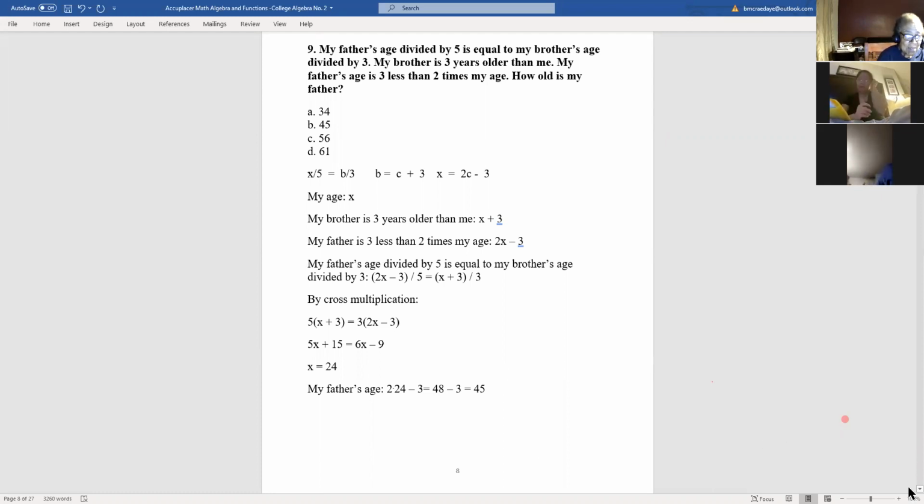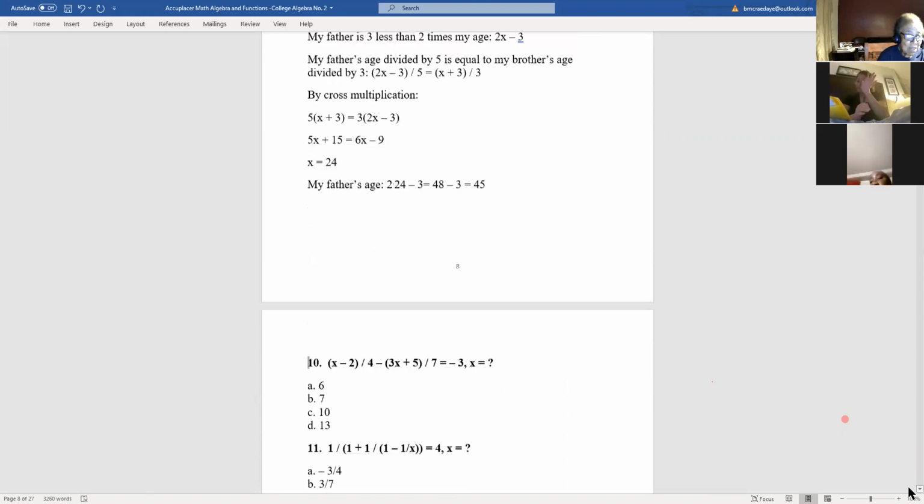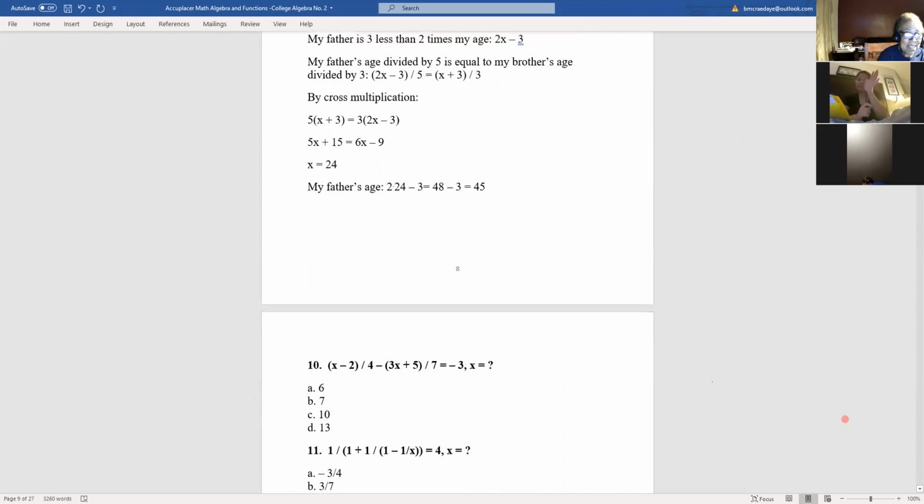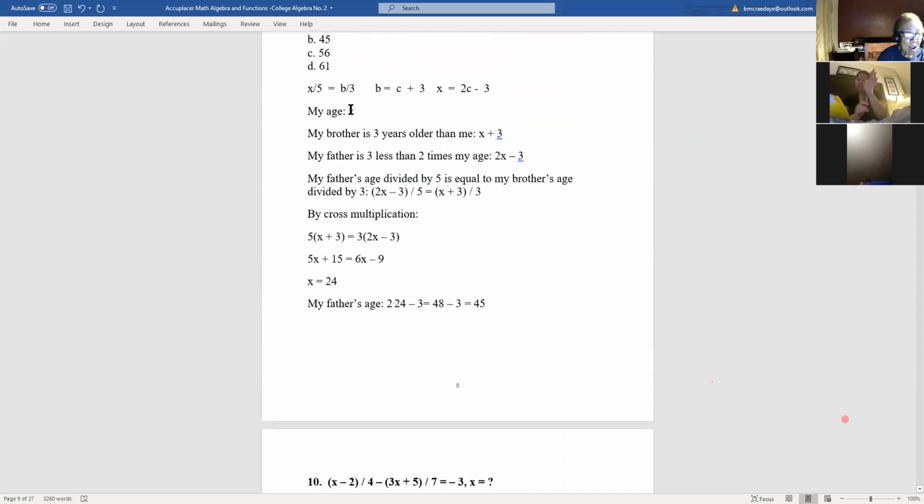It was a little involved. You probably just got stuck right there. I didn't know what else to do. I know. But you started off with your father's age, I think. You need to start off with your age. Then you can relate that to your brother because he's 3 years older than you. That's X plus 3. Three less than two times your age is 2 times your age minus 3. And they gave you this, right?